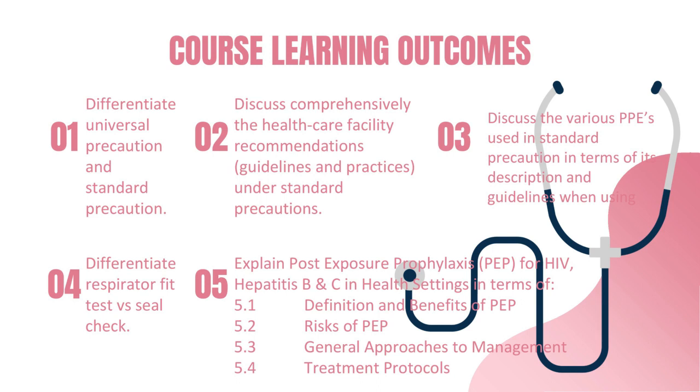CLO number 4: Differentiate respirator fit test versus seal check. CLO number 5: Explain post-exposure prophylaxis or PEP for HIV, hepatitis B and C in health settings in terms of definition and benefits of post-exposure prophylaxis, risk of post-exposure prophylaxis, general approach to management, and treatment protocols.